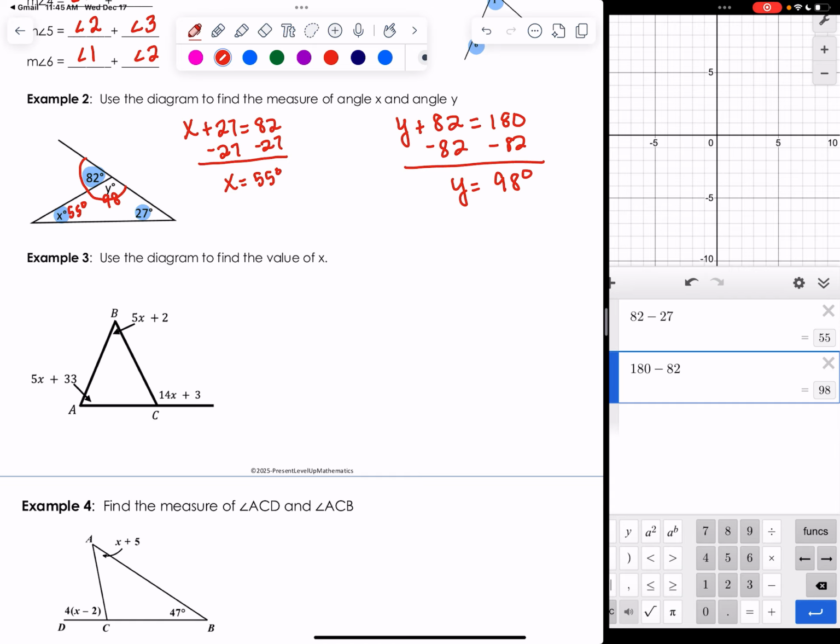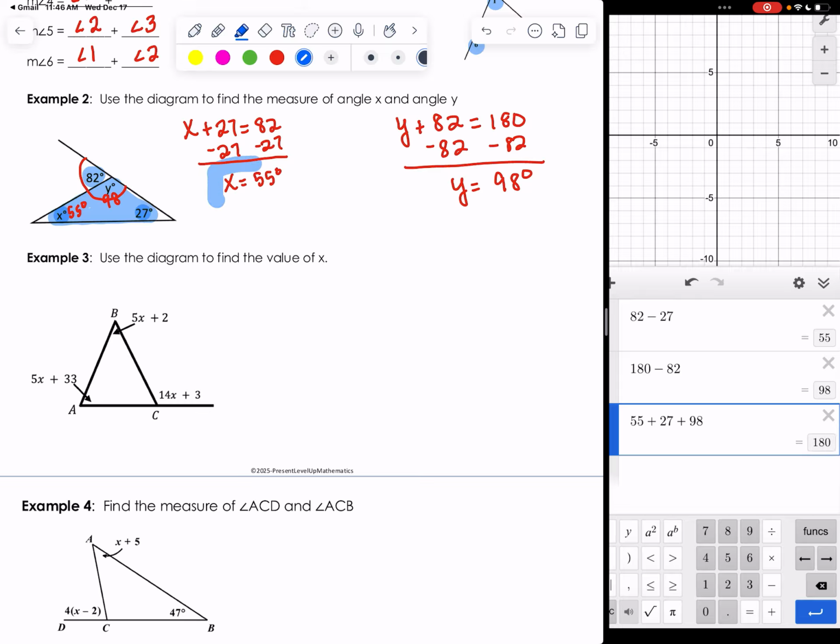One more thing I would probably do to check my work is add up all the angles inside this triangle and make sure they equal 180. That's one way you can check your work. So 55 plus 27 plus 98, sure enough, they equal 180. So box these answers in. We found the measure of angle X and the measure of angle Y.